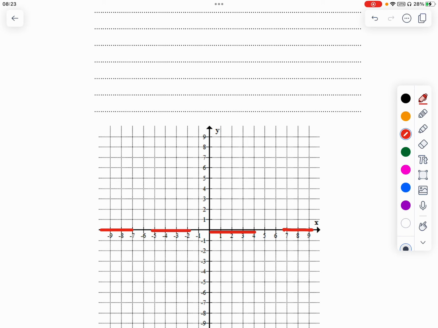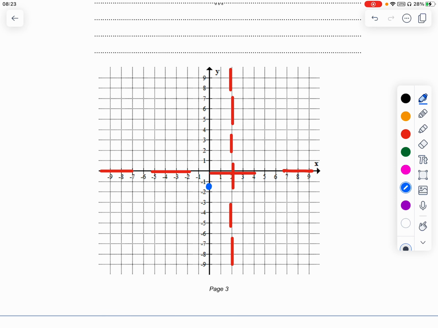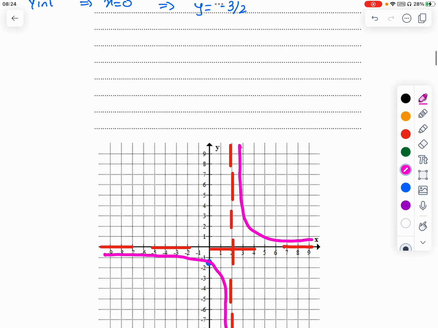X equals 2 is the vertical asymptote. I'm drawing that. Then the y-intercept is given. There is no x-intercept, so what is the y-intercept? The y-intercept is negative 3 upon 2, negative 1.5. So now the only way to draw the graph joining this is in this way. So it's a reflection over here. This is going to be the graph.